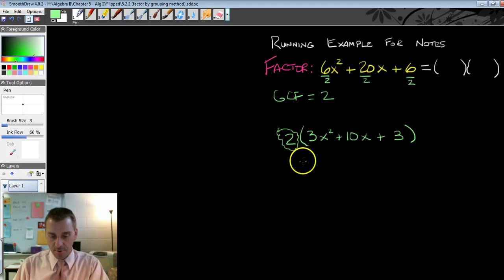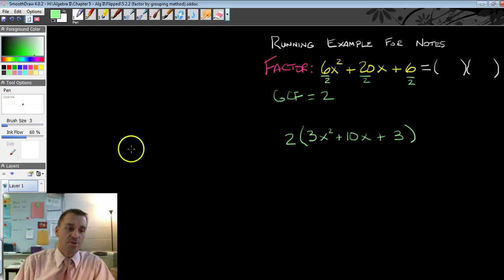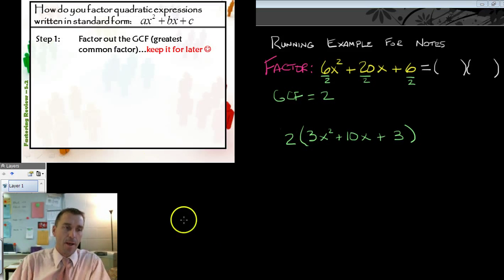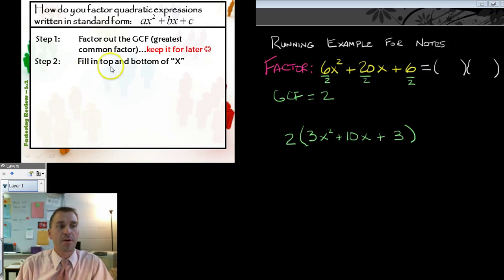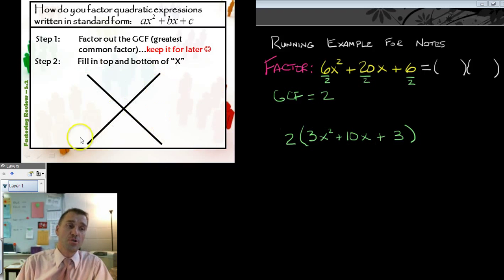Okay, so let me get rid of that. How do I do that? There we go. So step number 2, here we go, baby. Step number 2, we're going to fill in the top and the bottom of the big X. What do you mean the X? You mean these guys right here? No, I mean yes. Draw a huge X like that.